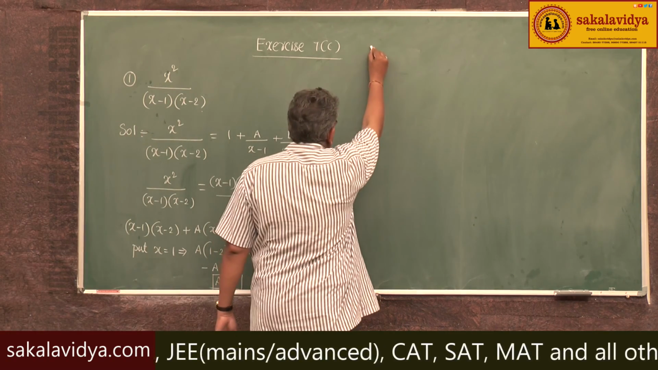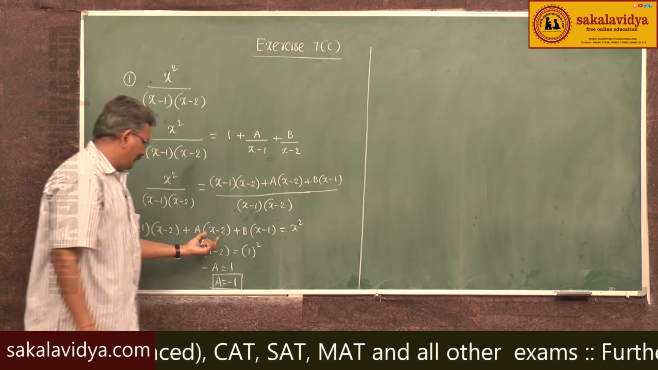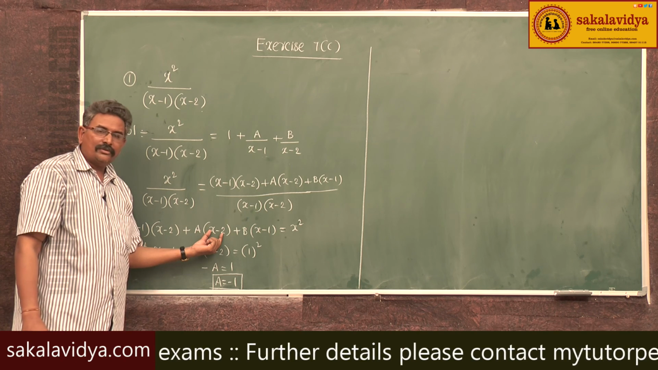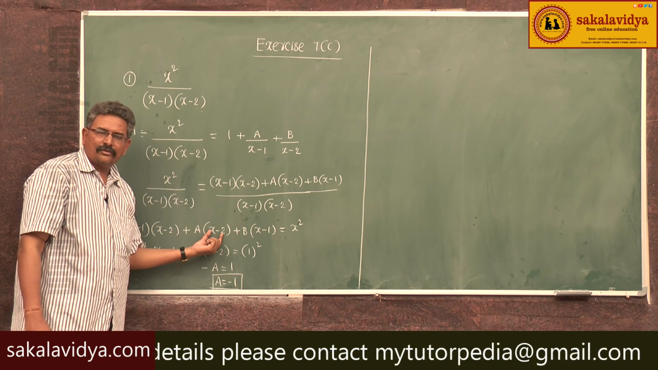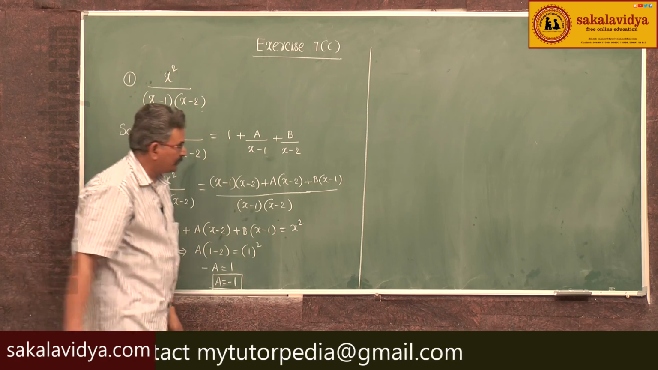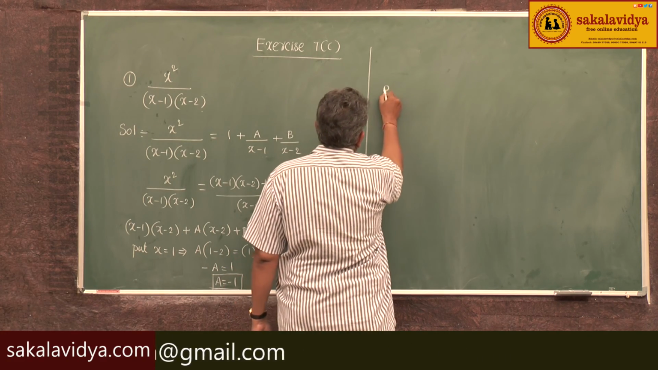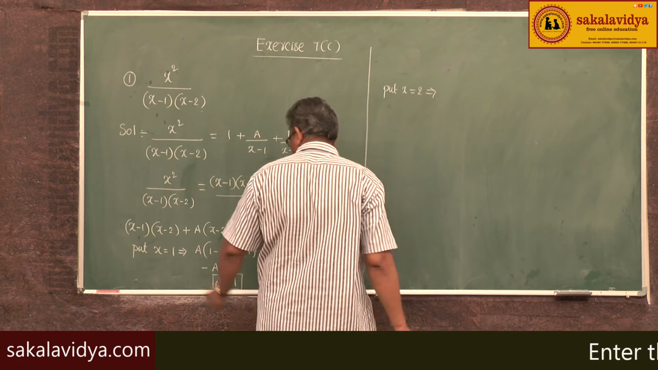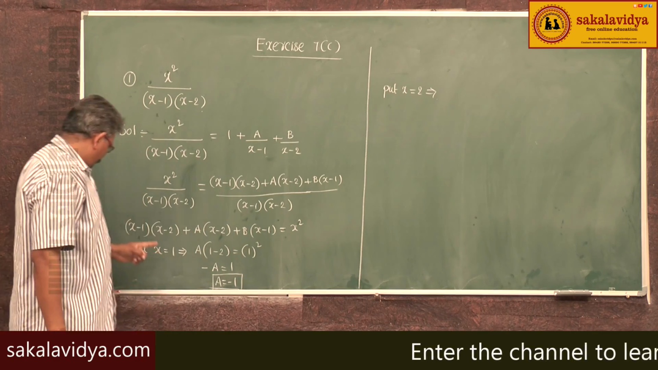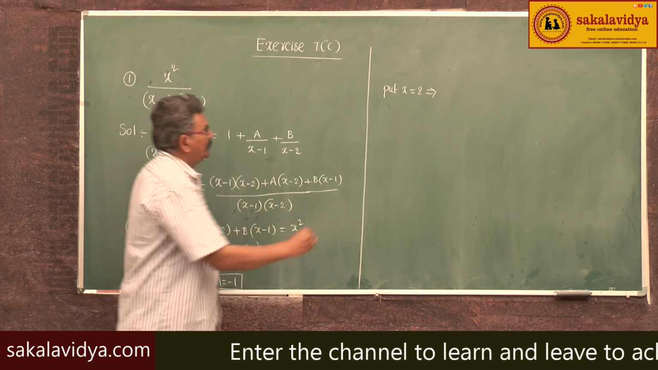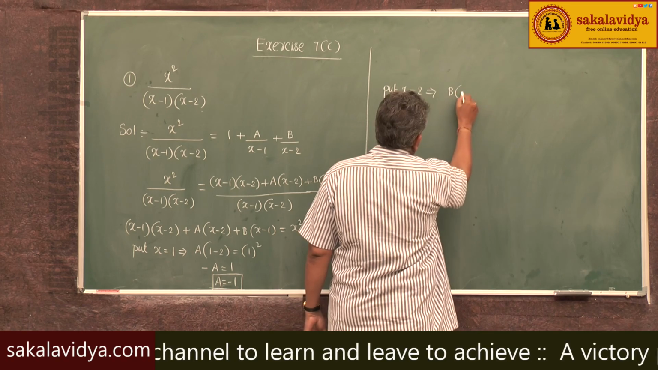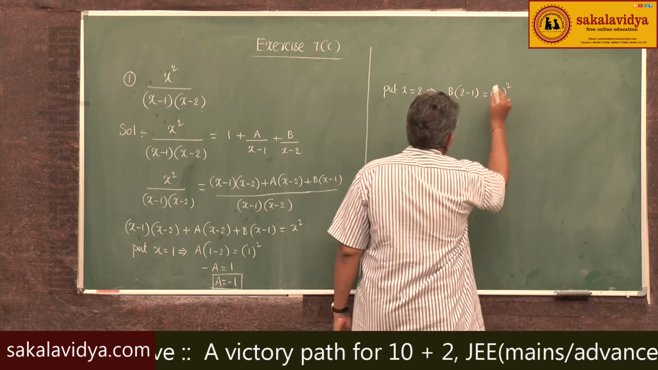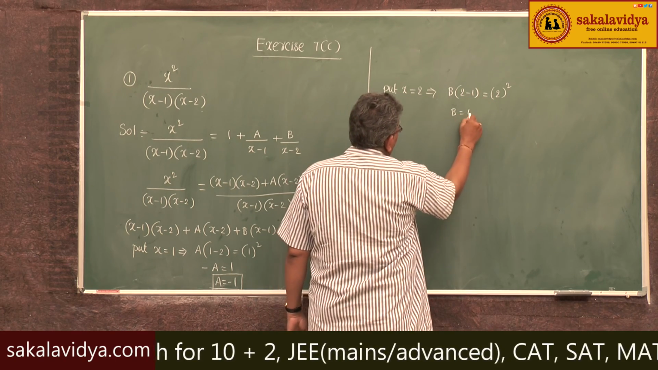So, to find out the b value, see, the zero of x minus 2 is x equals 2. So, let us substitute, that means indirectly put x equals 2. If you put x equals 2, now we get this becomes 0, this becomes 0, b of 2 minus 1 equals 2 square. This is b equals 4.